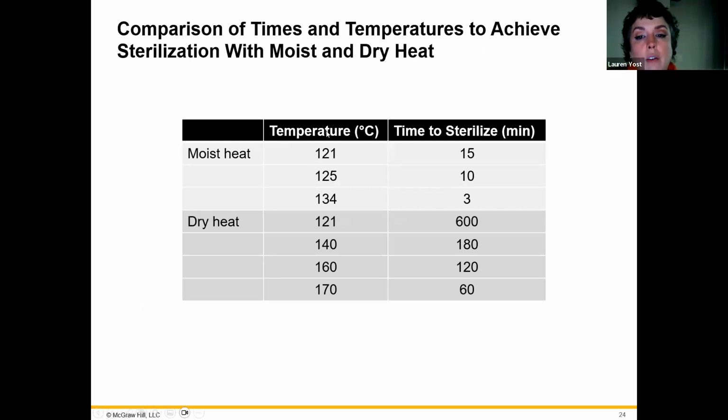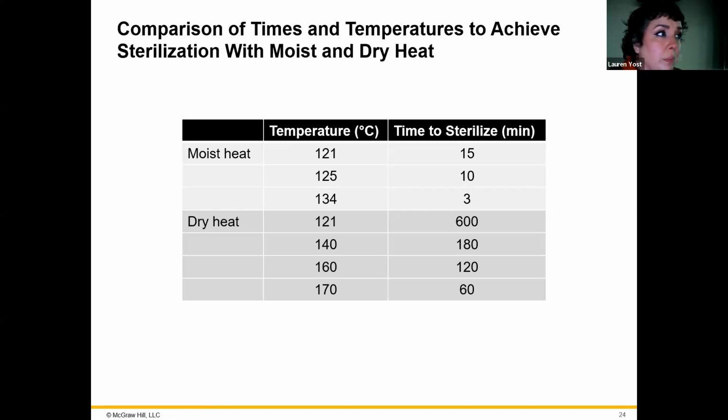We compare moist and dry heat and their effectiveness. For moist heat, 121 degrees Celsius for 15 minutes is very commonly used to sterilize things. Most autoclaves will operate at 121 degrees Celsius with pressure at 15 PSI, so it's more pressure than our normal environment. And the time to sterilize, they usually put it in for 15 to 20 minutes. 20 minutes is the typical norm.